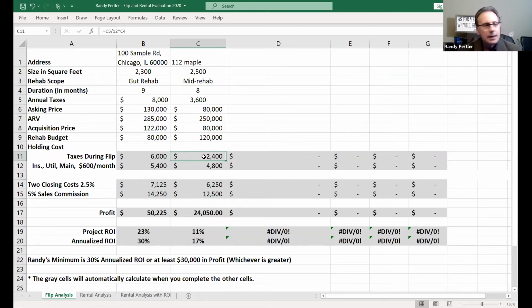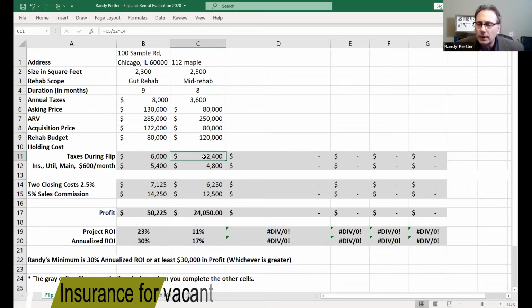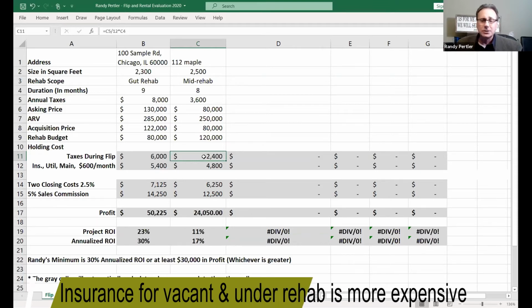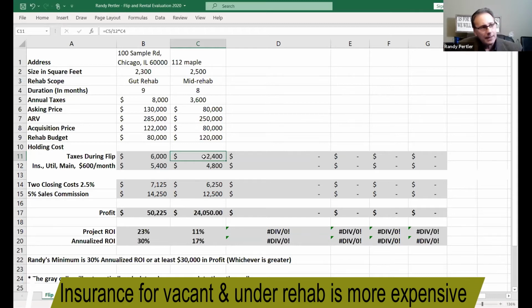I think I have this on another slide, but remember this about insurance. Don't compare it to where you're living right now. Homeowners insurance for an owner-occupied house is much lower than what you're going to pay on your rehab. I've got a $250,000 house and I only pay about $80 a month for my hazard insurance.